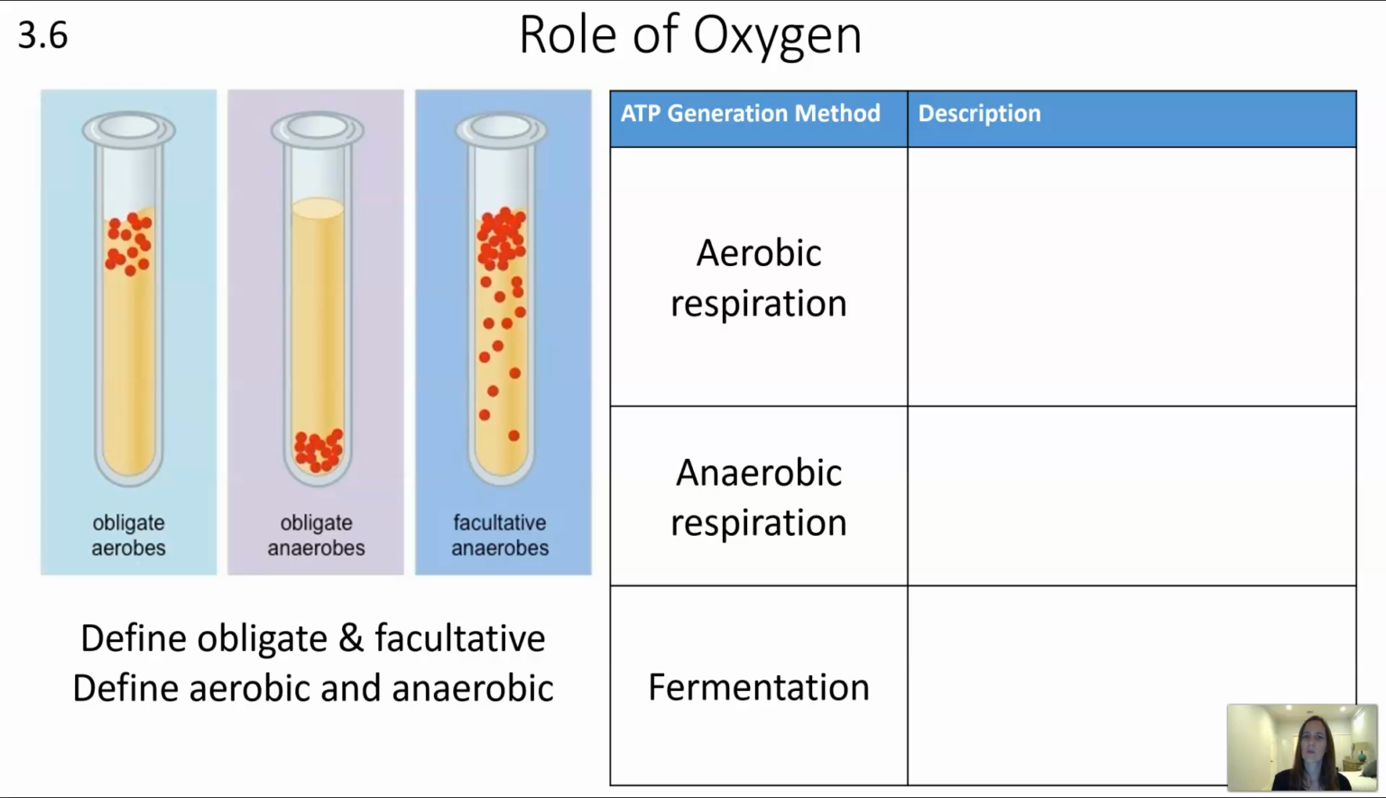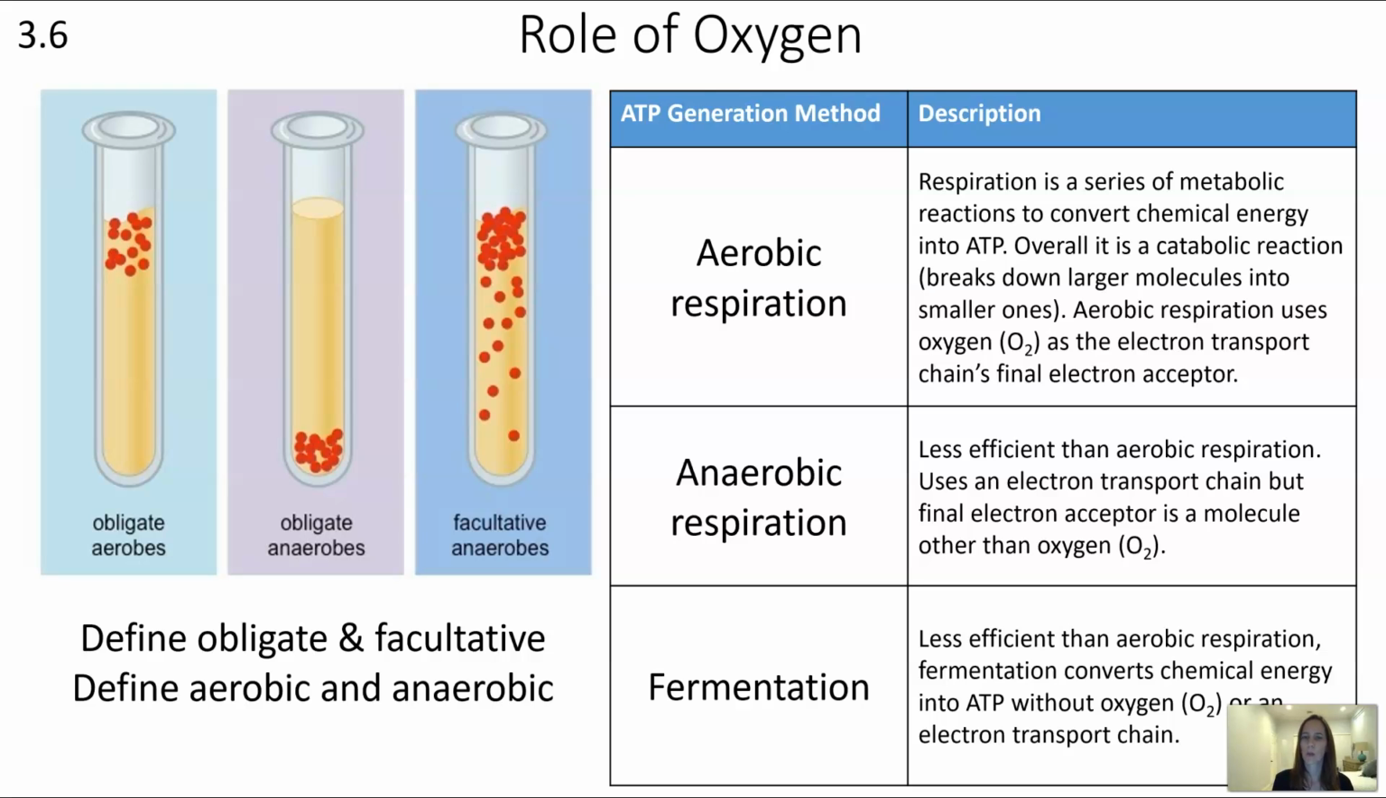Now, an organism's relationship with oxygen has to do with its energy acquisition strategy. So three major strategies of getting a usable form of energy out of organic molecules is aerobic respiration, anaerobic respiration, and fermentation. Aerobic and anaerobic respiration are both forms of cellular respiration. Cellular respiration is a form of energy acquisition that involves an electron transport chain. The difference here is whether or not oxygen is required. In aerobic respiration, oxygen is required. In anaerobic respiration, oxygen is not required.